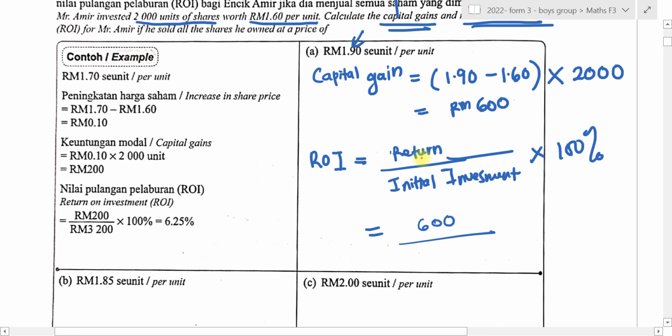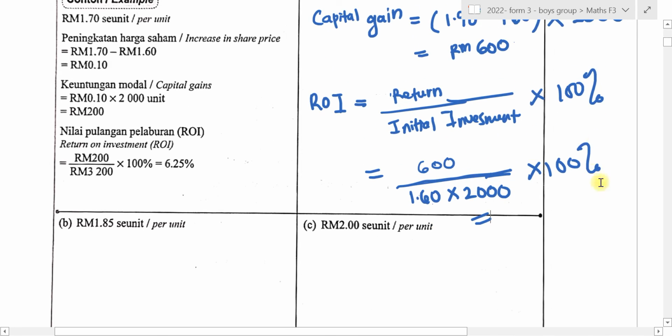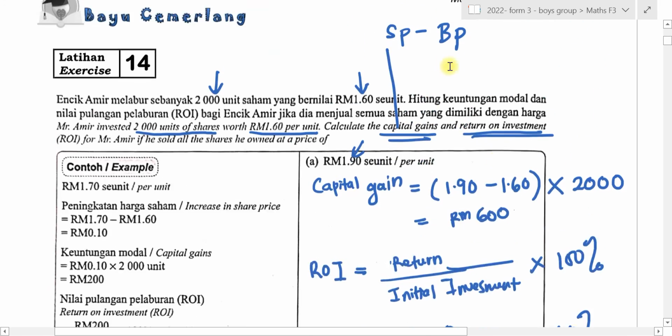Over the initial investment that I get earlier was 1 ringgit 60 cent per share. I buy it for 2,000 ringgit. That is the early investment that I made. And then you times by 100%. Okay, how much is this, Tan? Uh, 18.75, sir. Yeah, very good. 18.75%. Okay, right. So I already showed the first part.